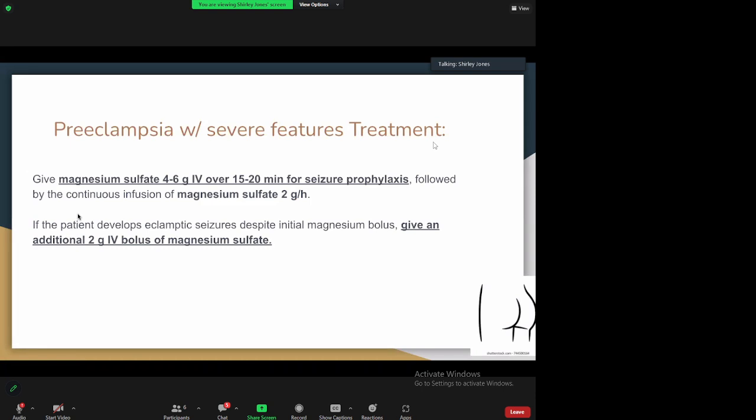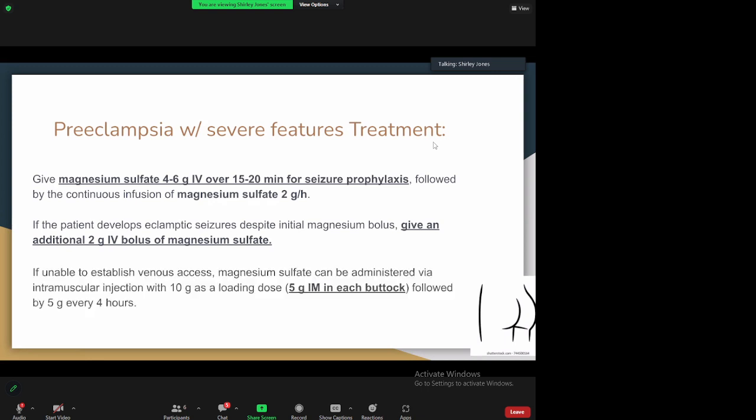If the patient develops a seizure, despite being given these medications, you're going to give them another bolus of magnesium of 2 grams. This is important to remember because if you have a patient that has eclampsia, 10% of them will have another seizure. So just remember you have to give them another 2 grams of IV magnesium.